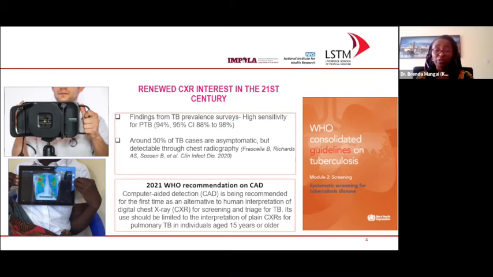And then in 2021, again, this has been noted, came those recommendations on use of computer-aided detection software. This was the first time that this was being recommended. And so it is a step in the right direction for helping chest x-ray screening to be easier and faster, really.